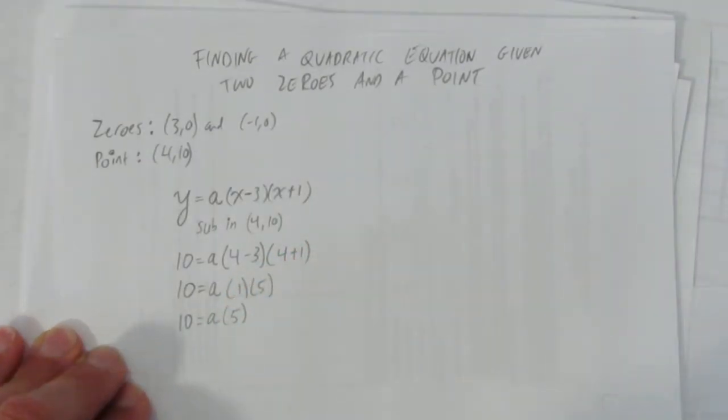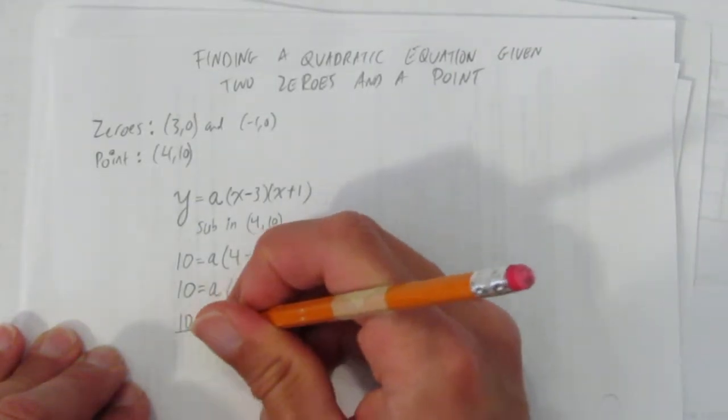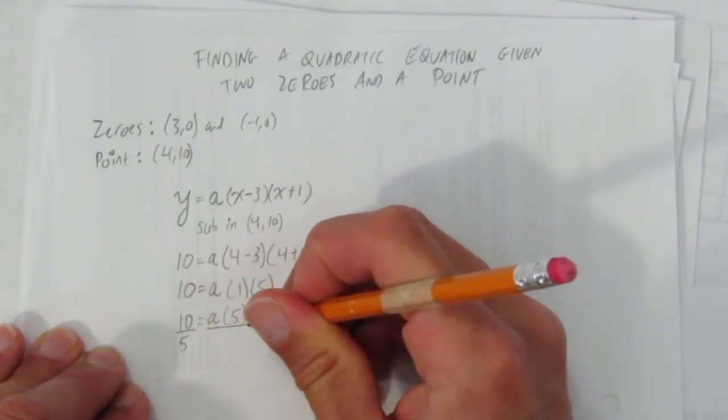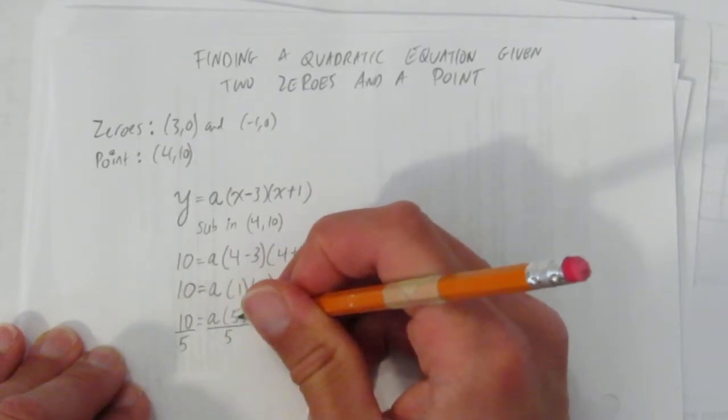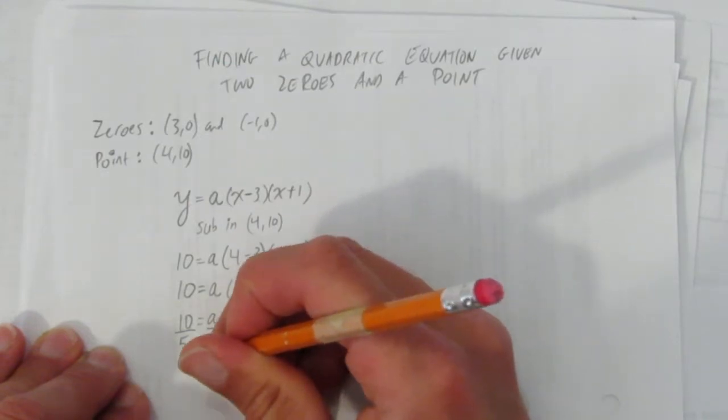And how do you get a by itself? It's being times by 5. What's the opposite of times by 5? Divide by 5. And when you do that, 5 here and 5 down here cancel out, and you're left with a equals 2.